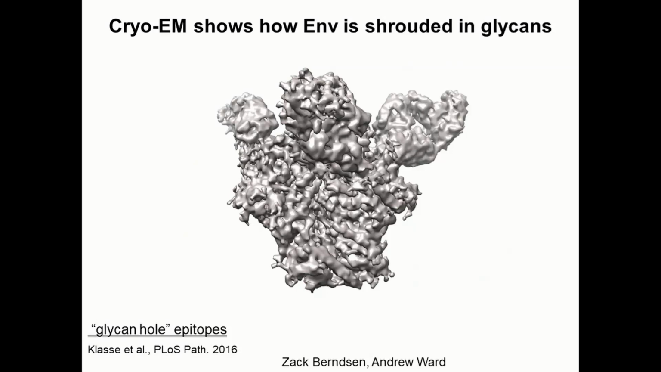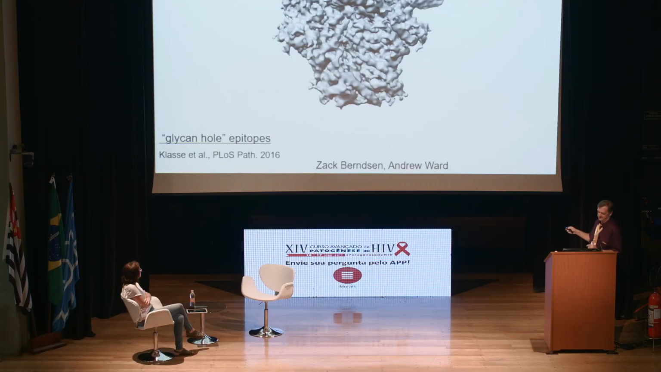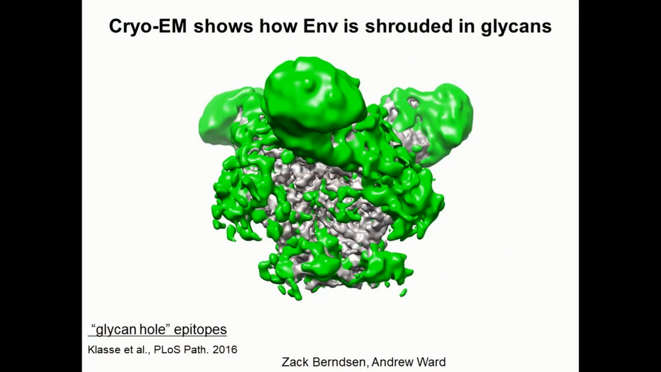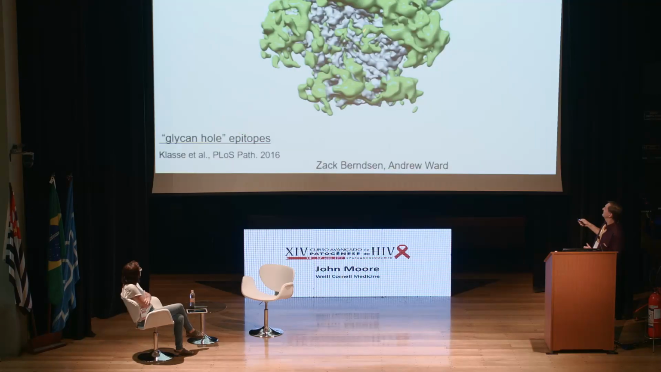And cryo-electron microscopy shows how the envelope glycoprotein is shrouded in glycans. These are all the glycans on the outside. And I'll show you the antibody epitopes are holes in the glycan shield. But all of this outside is glycans. So there's the basic structure from Andrew Ward, and the glycans go on top in green. And you can see how few gaps there are, and how small they are, between the glycan shields.